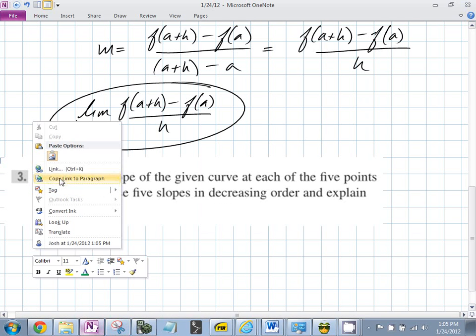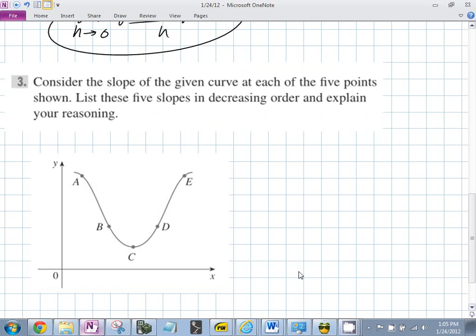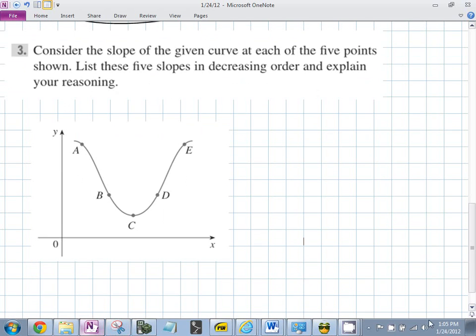You can answer this question concretely without getting an exact answer. Consider the slope of the given curve at each of the 5 points. Let's just look at A for 1 second. A, what can you tell me about the slope of that line? What's one concrete thing you can say? It's negative.